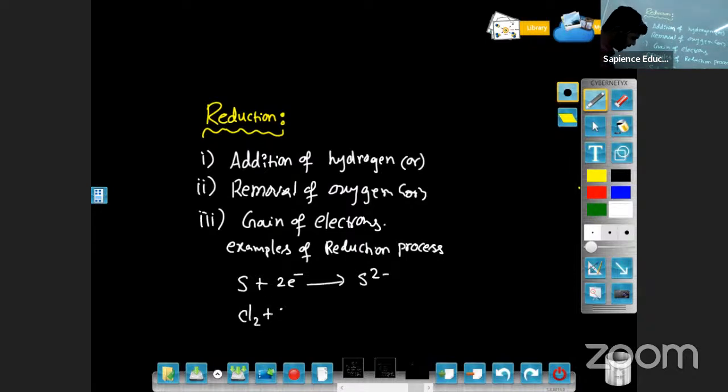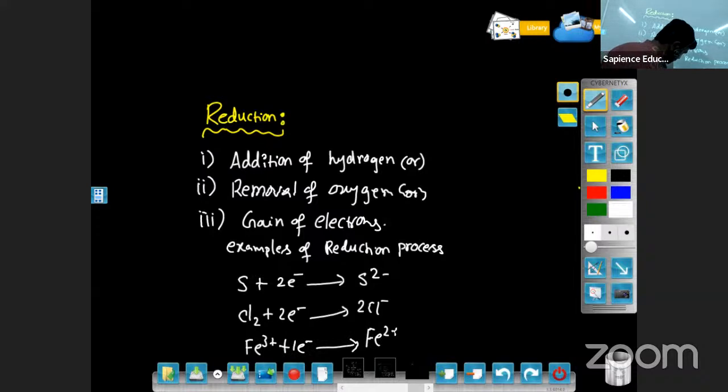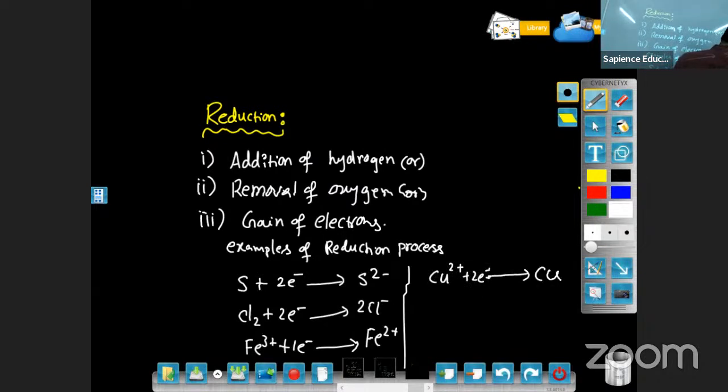Cl2 gaining 2 electrons, it became 2Cl minus. Then Fe3 plus gaining 1 electron became Fe2 plus. So that is also what we call reduction, gaining of electron. Cu2 plus gaining 2 electrons became Cu, also reduction. Copy this all. Nitrogen, right? N plus 3 electrons, N3 minus.